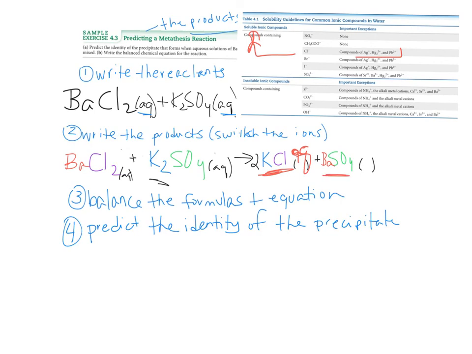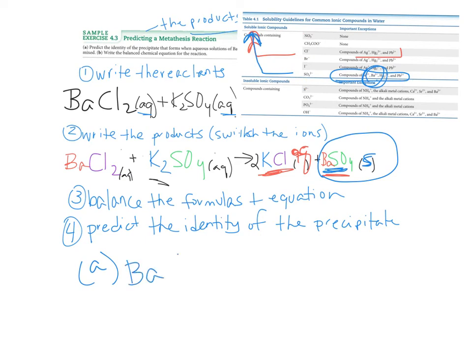Let's check to see if this forms a precipitate. Barium sulfate. I'm looking for barium or sulfate over here, and I find sulfate. Sulfate is also always soluble unless it contains strontium or barium, and this does contain barium. So this barium sulfate is not going to be soluble because it contains an exception. It's going to form a solid at the bottom. So that means this is our precipitate. The solid is the precipitate. So to answer part A of this question, barium sulfate is our precipitate.